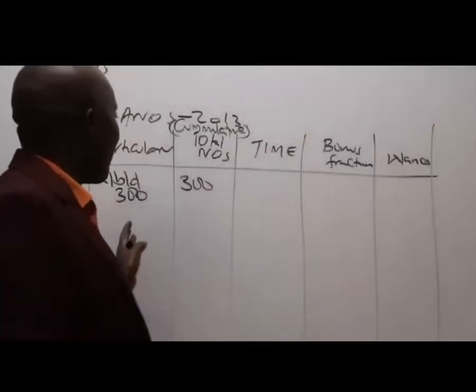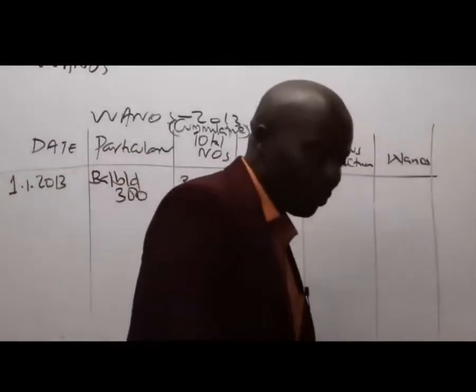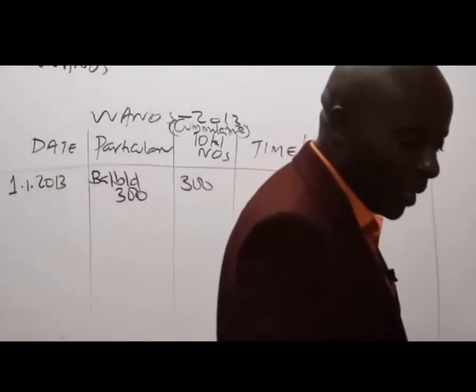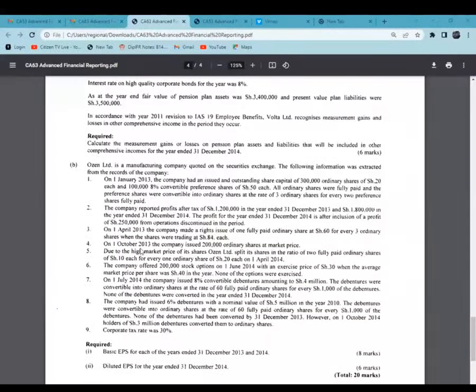Enda kwa next date. Date number 2 is nothing to us because it is talking about profitability. So we go to date number 3. On 1st April 2013, the company made a rights issue of 1 fully paid ordinary share at 60 for every 3 ordinary shares.